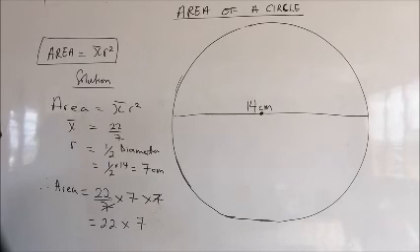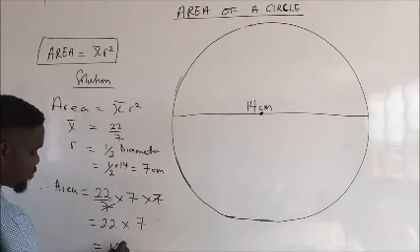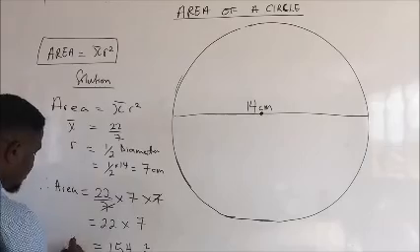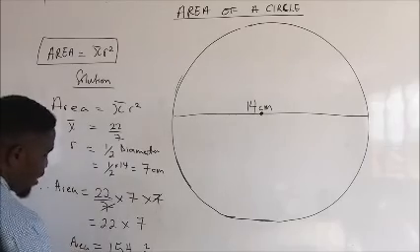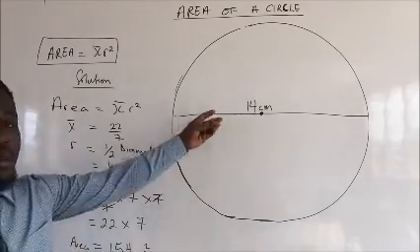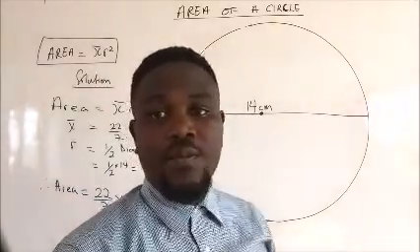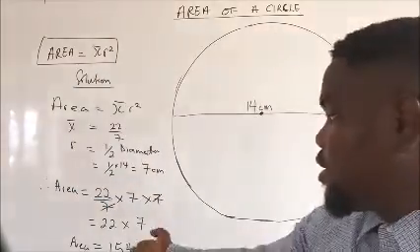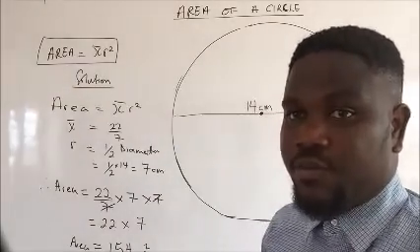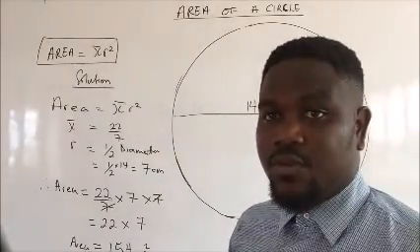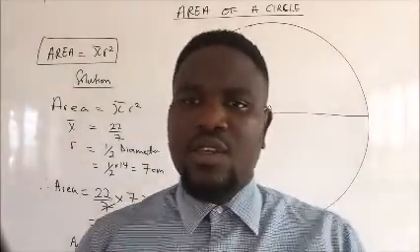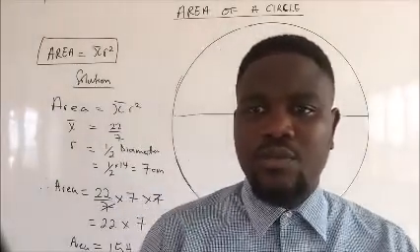I hope you understand. Good. And 22 times 7 is 154 centimeters squared. So therefore, our area for this big circle you see over here is 154 centimeters squared. As simple as that. Let us look at the type 2 question.